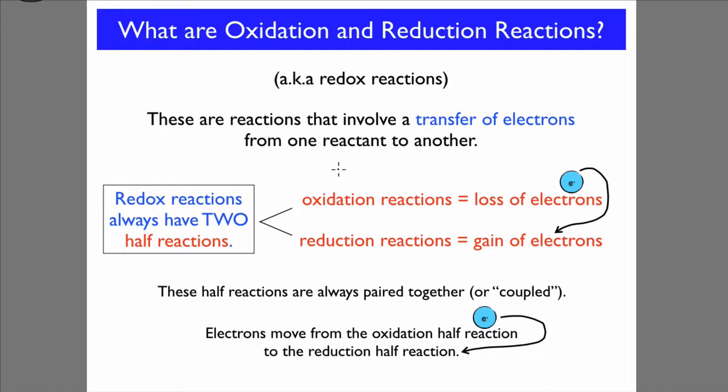These are reactions that involve a transfer of electrons from one reactant to another. So redox reactions always have two half reactions. The oxidation reaction is the loss of electrons, and the reduction reaction is gain of electrons. These half reactions are always paired together or coupled. Electrons move from the oxidation half reaction to the reduction half reaction.